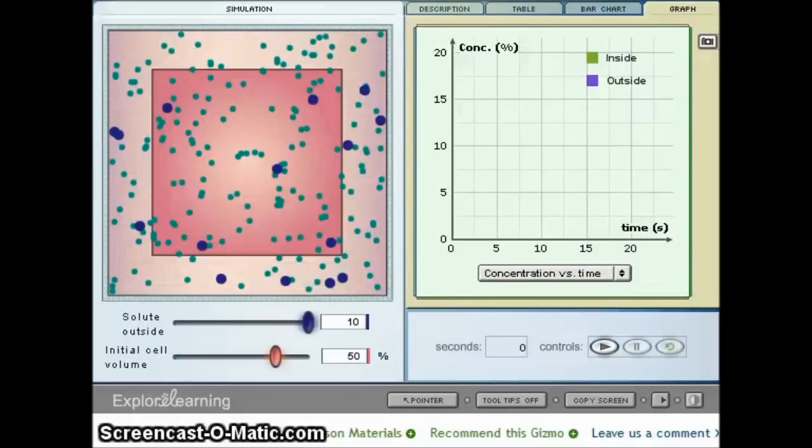This graph shows how the concentration of sugar molecules between the inside and outside of the egg become equal as the water leaves the egg.